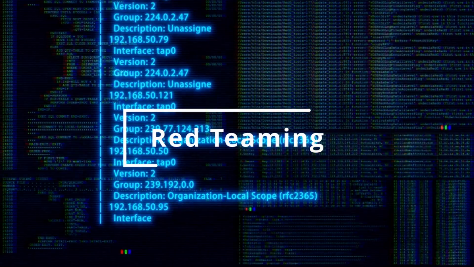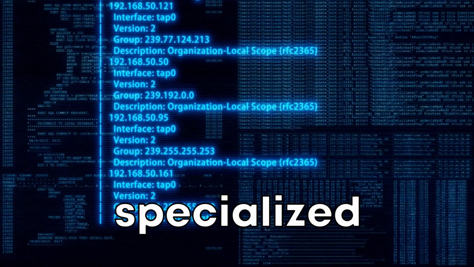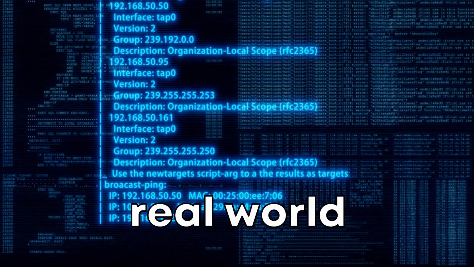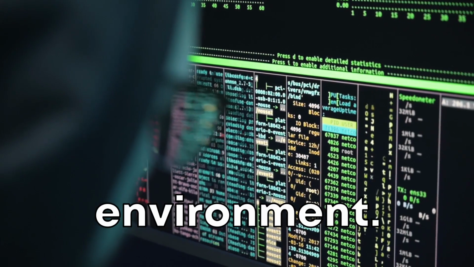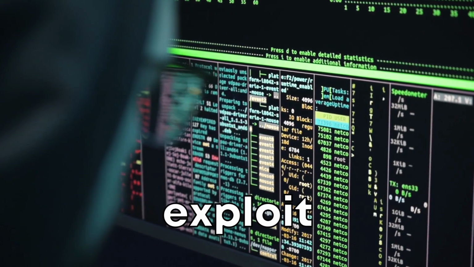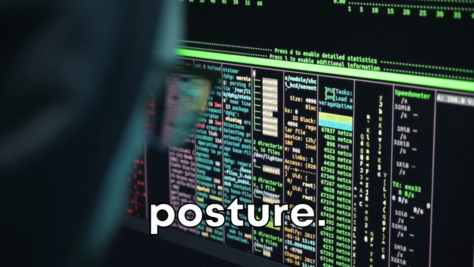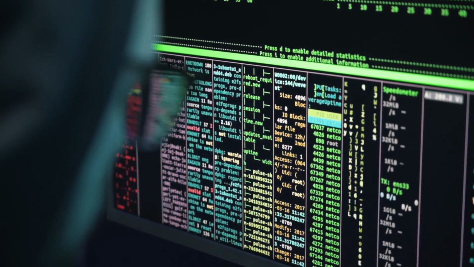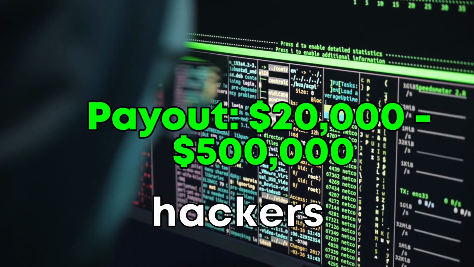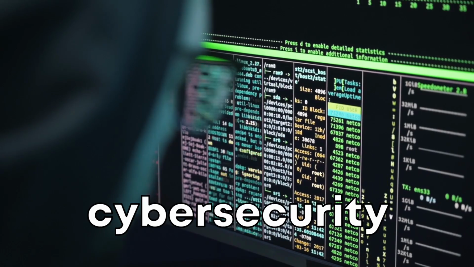At number two, we have red teaming. Red teaming is a specialized form of ethical hacking that simulates real-world cyber attacks in a controlled environment. This is done to identify and exploit vulnerabilities in a company's security posture. Red teams typically consist of a group of highly skilled ethical hackers who are experts in a variety of cybersecurity techniques.